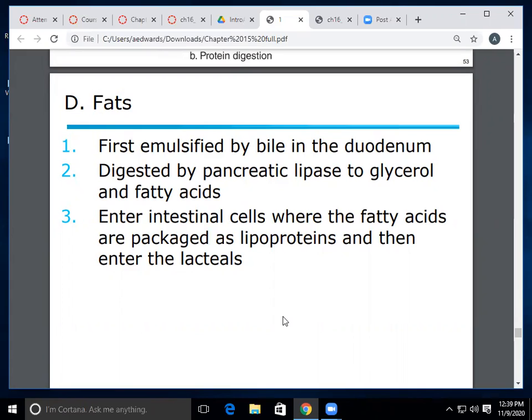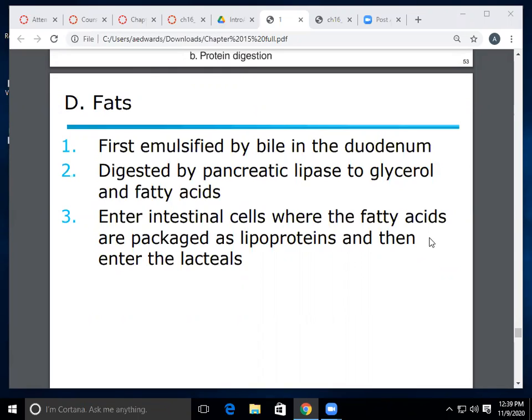All right, another class of biomolecules involved in the digestive system are fats. So fats get what we call emulsified by bile in the duodenum. Then fats will get digested by an enzyme called pancreatic lipase, and they'll get broken down into glycerol and fatty acids.